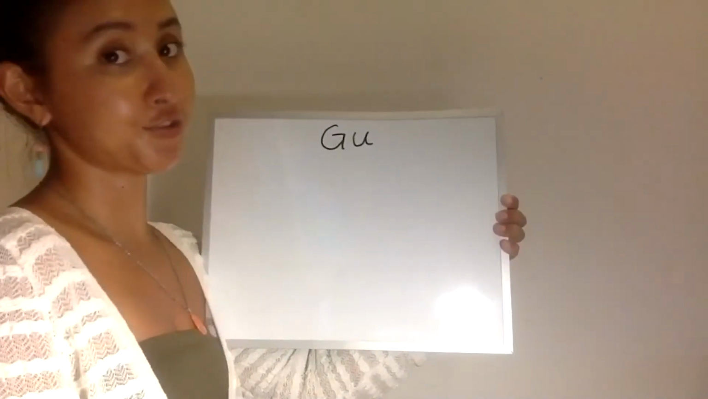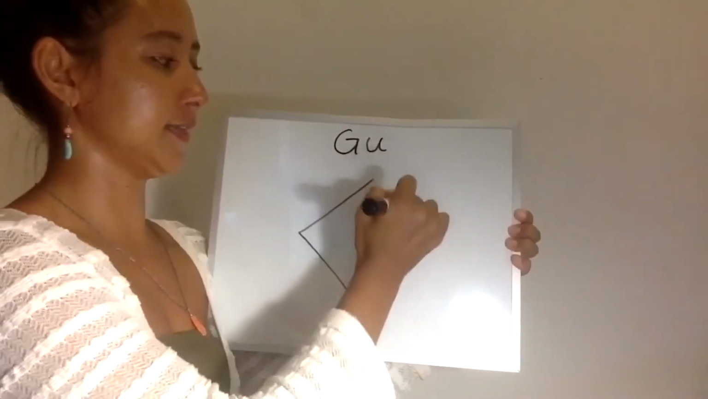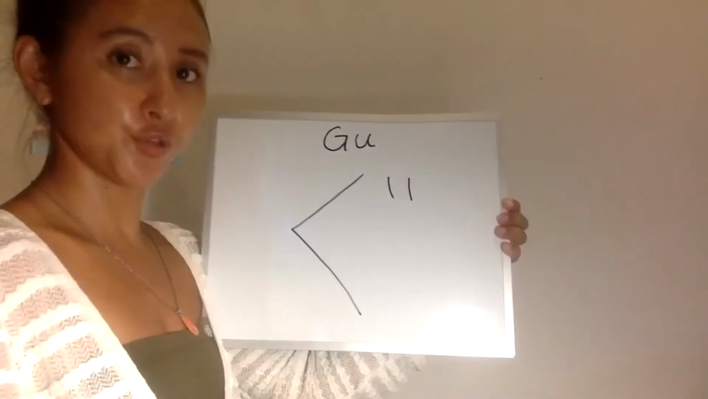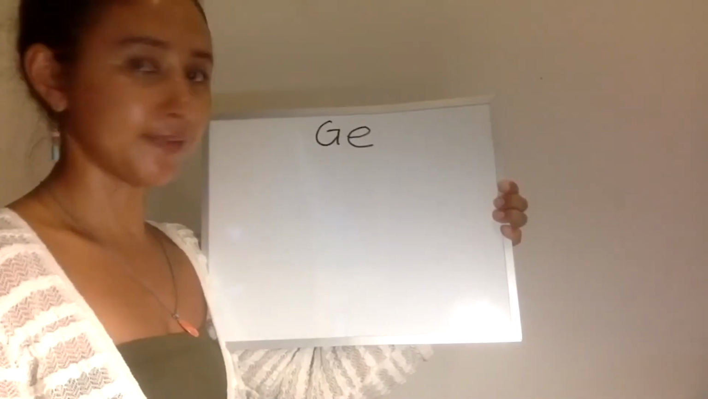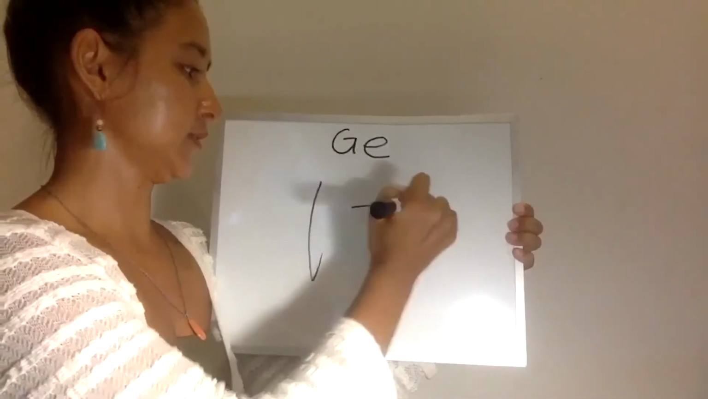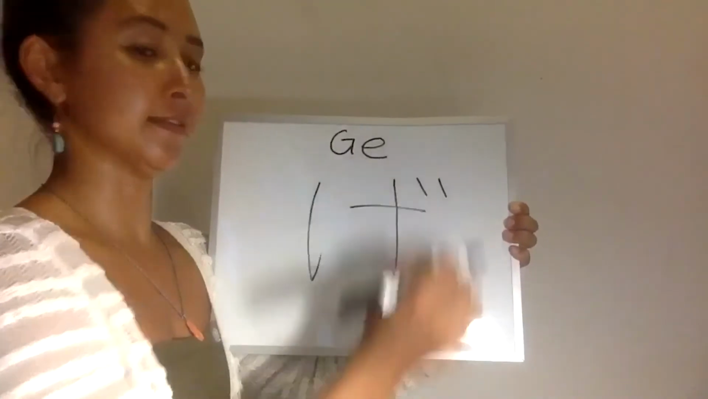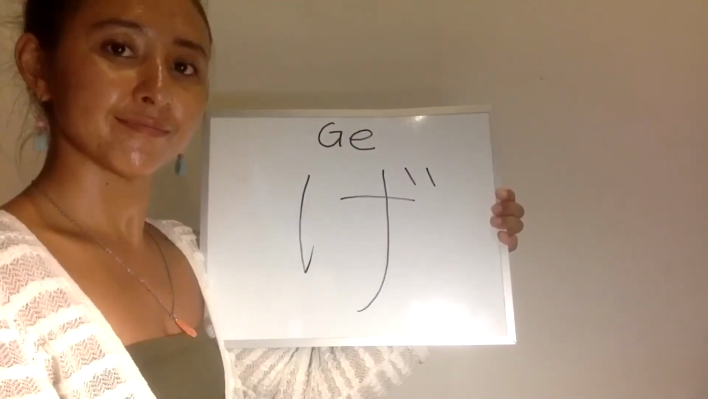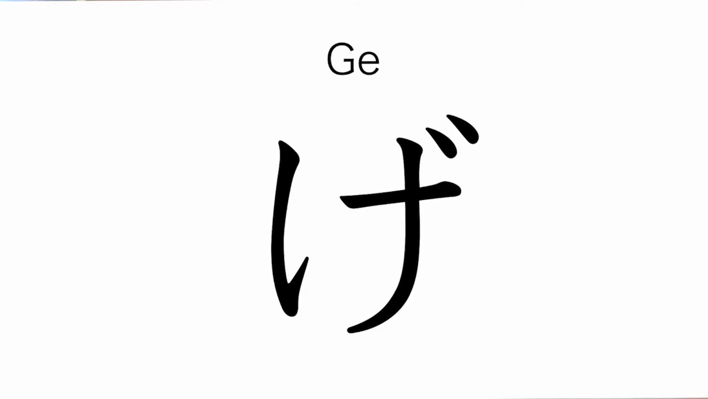Next one is gu. So 1, then ten. Gu, gu. The next one is ge. 1, 2, 3, then ten. Ge, ge.